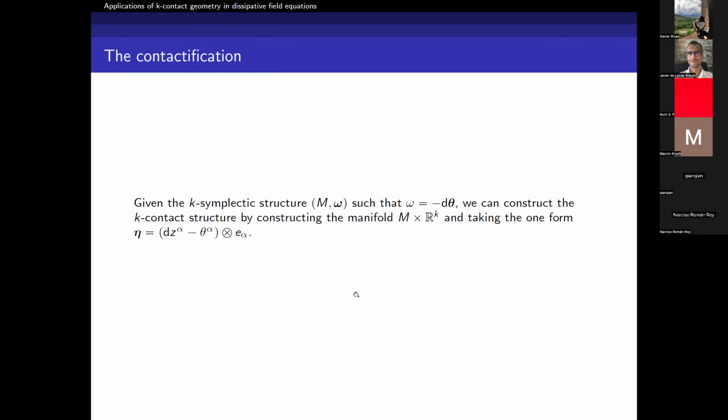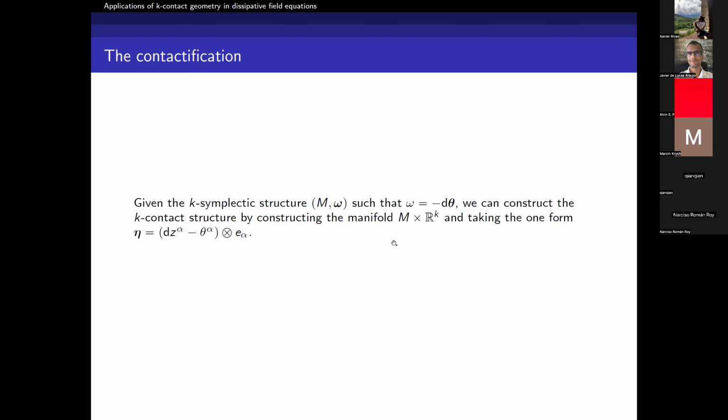I also have to tell about the contactification. It basically means that if we have a k-symplectic manifold, which satisfies this, for which there exists a one-form, it is called an exact k-symplectic manifold. Yes, an exact k-symplectic manifold. Then we can construct the k-contact structure by.